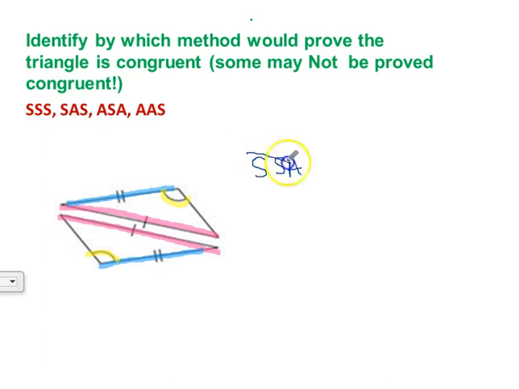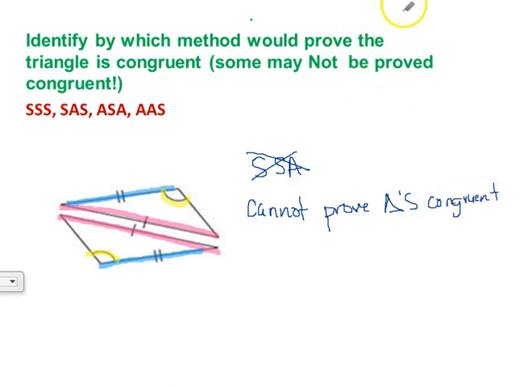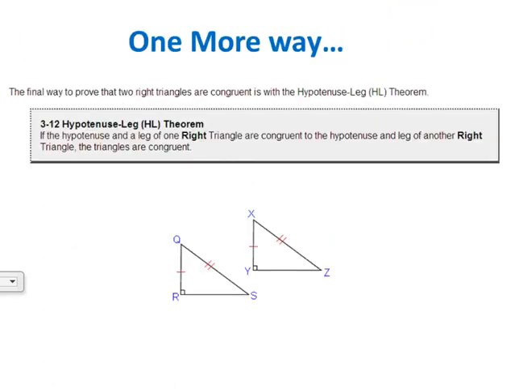Remember, that is not a postulate that we can use. That is not one of our postulates. It's not in the correct order. So we cannot prove that these are congruent. We cannot prove that these triangles are congruent. I'm going to go to the next slide.